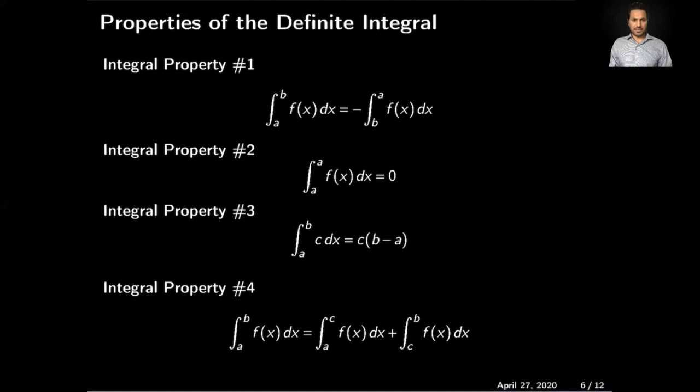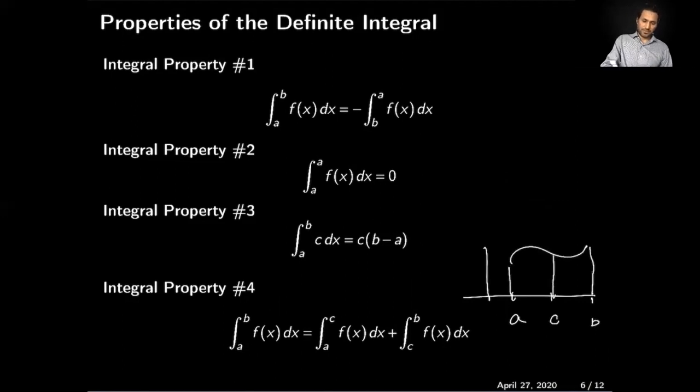Property 4 says that if you calculate the net change of the function starting from point a to c, and then c to b, then it will be the net change from a to b. Or in other words, if you calculate the area from a to c and then calculate the area from c to b and then add them up, this will be equal to calculating the area under the graph from a to b.